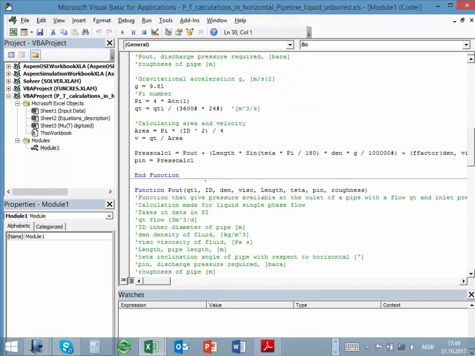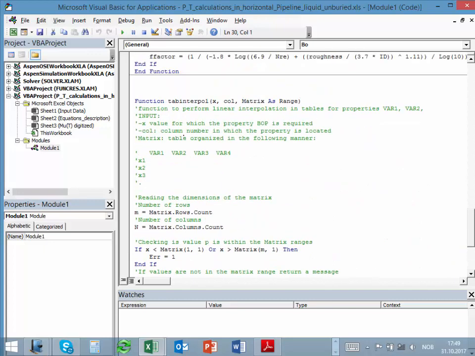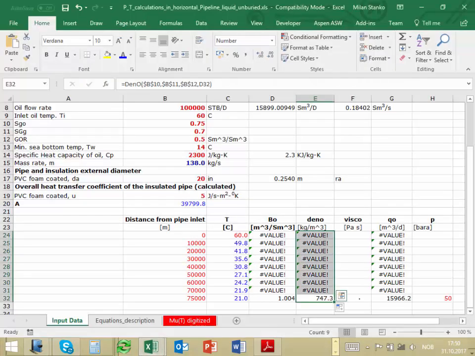And the function is called, you can use it for something else, but it's table interpolation. You give the value of temperature that you want, okay, in this case 21. You give the column where your data is located, if it's in the first column or on the second column or the third column, and you give the matrix where it should interpolate. Okay, so let's do it here.